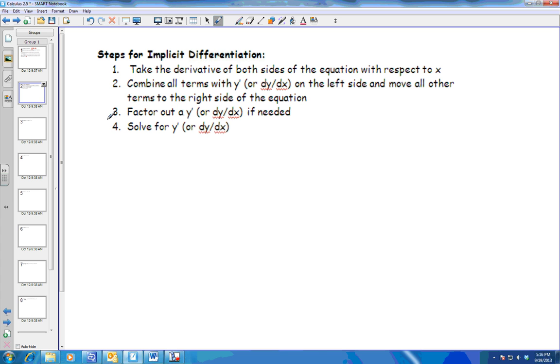All right. So first of all, I know I'm going to use implicit differentiation when I have x's and y's in the problem. So the first thing you're going to do is take the derivative of both sides of the equation with respect to x, combine all terms with y prime, or another way to write y prime is dy dx, on the left side, and move all other terms to the right side of the equation. We're going to factor out a y prime and solve for y prime. Okay, so it sounds like a lot, but once you see how it's done, it's pretty easy.